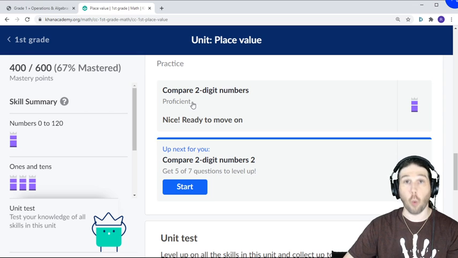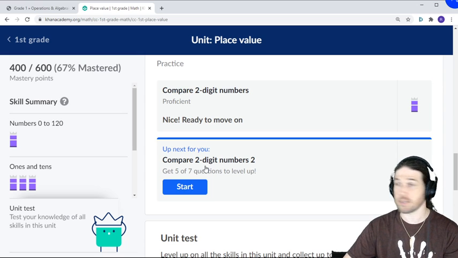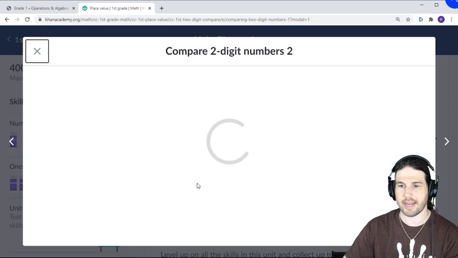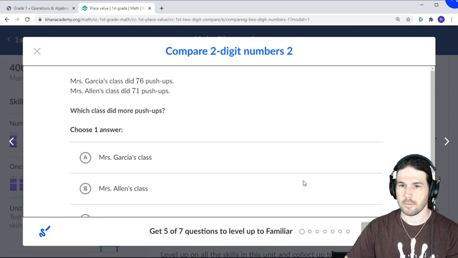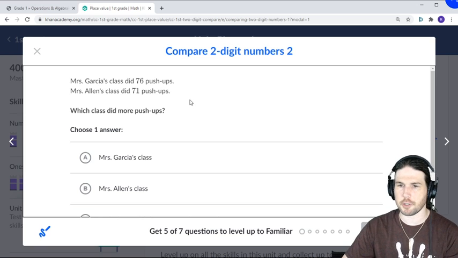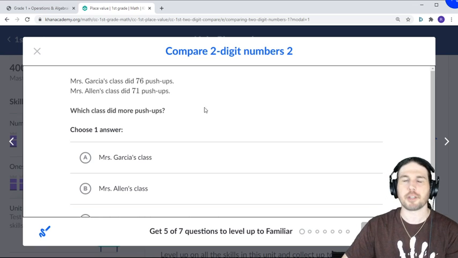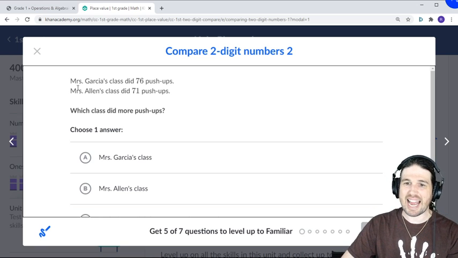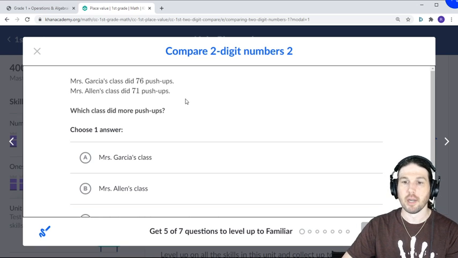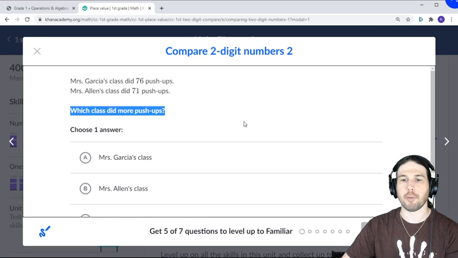All right, so that's one comparing two-digit numbers, but apparently there's this other one here, so let's go ahead and click that. Mrs. Garcia's class did 76 push-ups. In a class of 30 people, that makes sense. That means your average person is doing 2 or 3. Mrs. Allen's class did 71 push-ups. Which class did more push-ups?